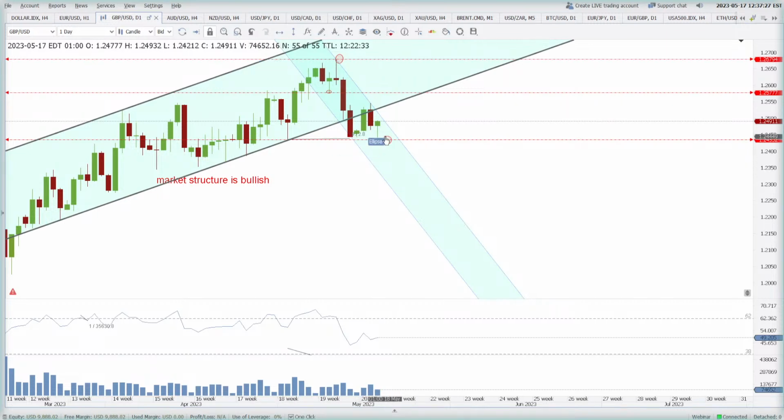All right. So for the pound on the upside, this falling channel is the first resistance, and thereafter this rising channel is the second resistance. The third resistance will be posed by 1.2577 levels.